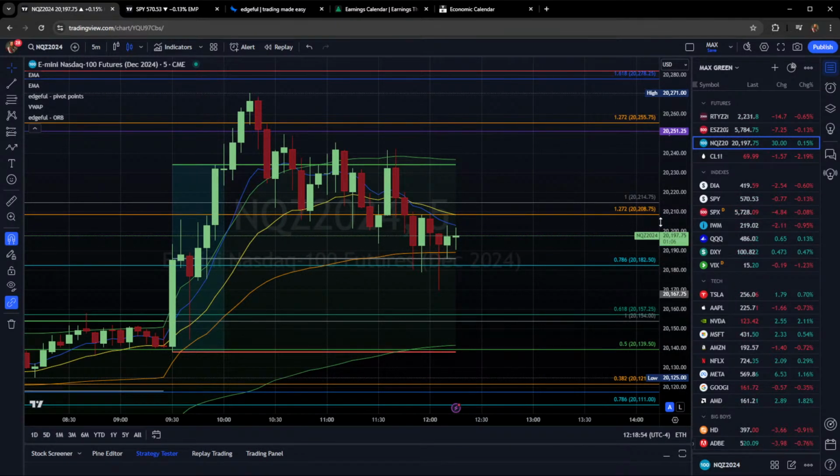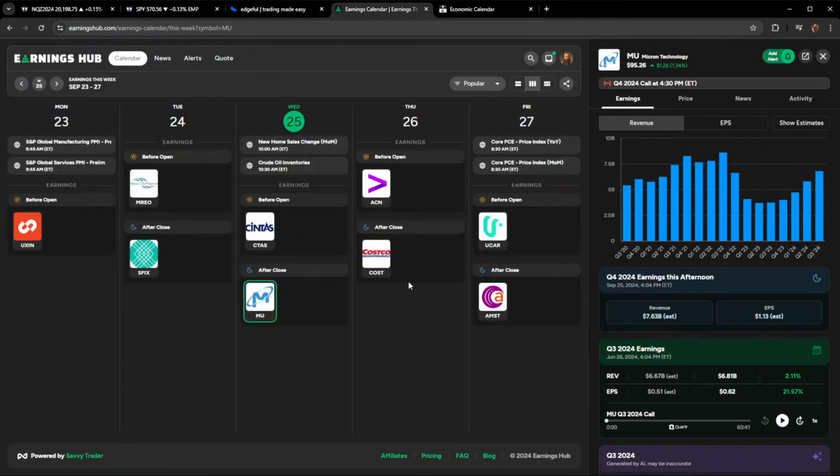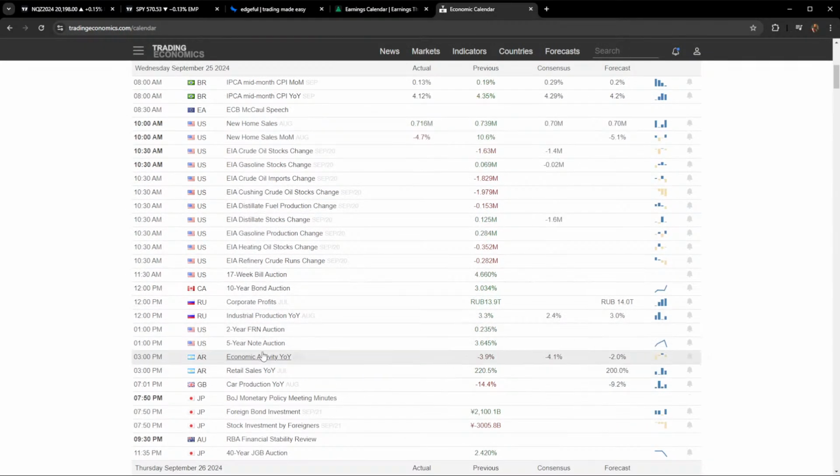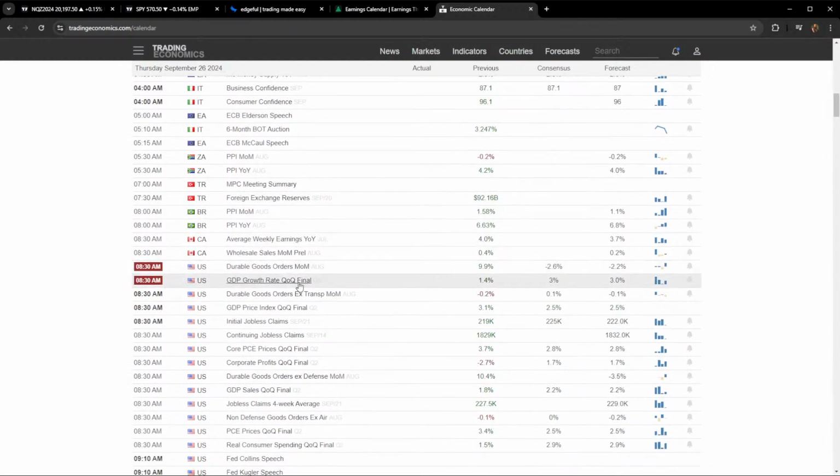Which we don't have many catalysts. We have that NVIDIA and Meta event. I think Zuckerberg's talking at 1. So like in 40 minutes or so. We have this after the close for semis. And we have the auction coming up. But those aren't really that big of an event. Tomorrow is going to get more fun.